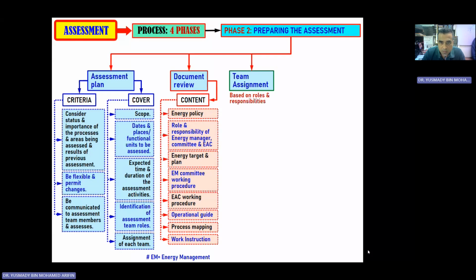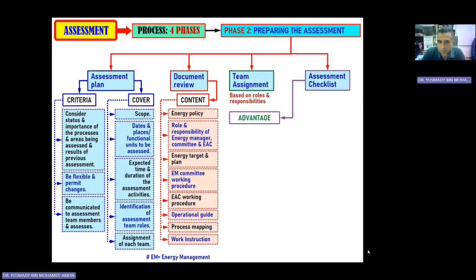Okay, for team assignment, the assignment must be based on roles and also responsibilities for the assessment teams, as we already mentioned in the previous slide.